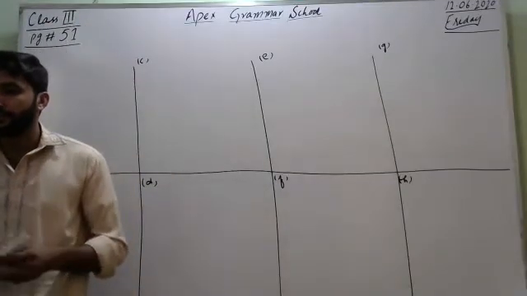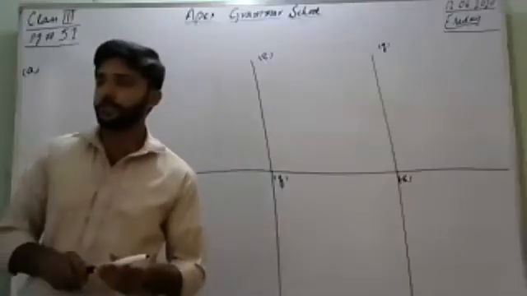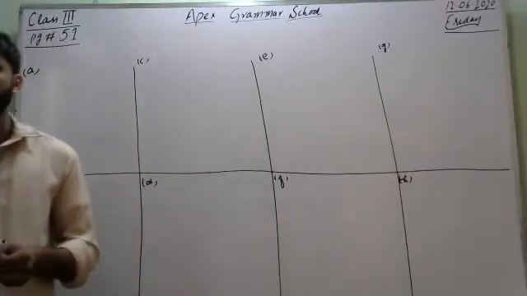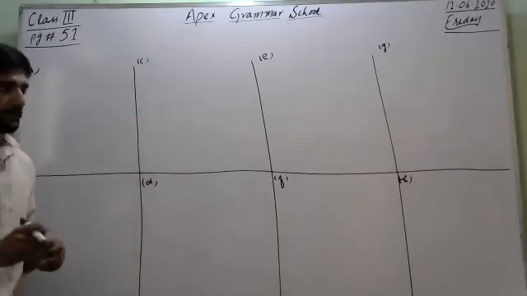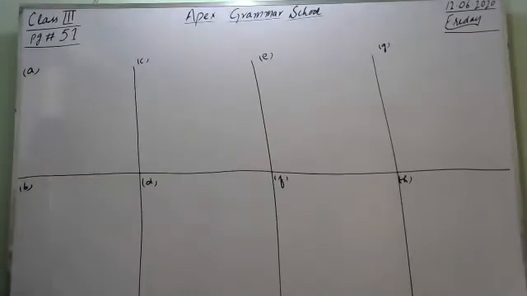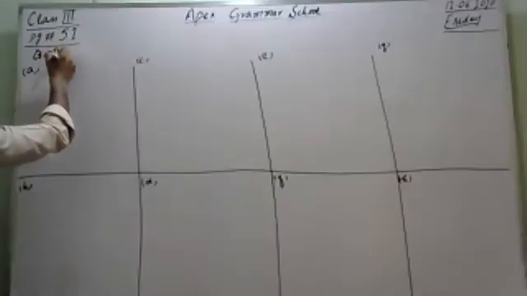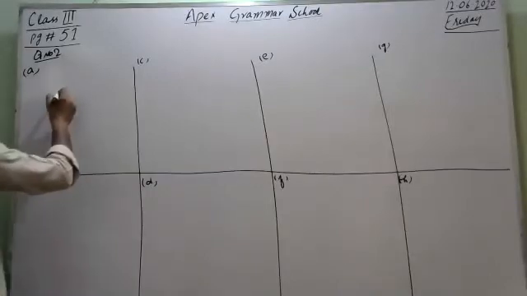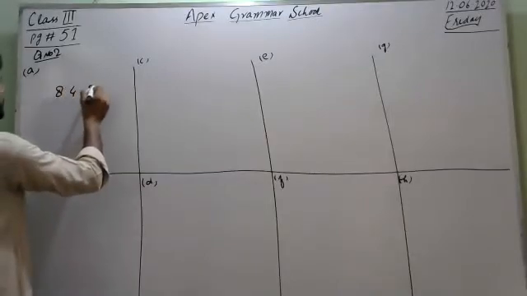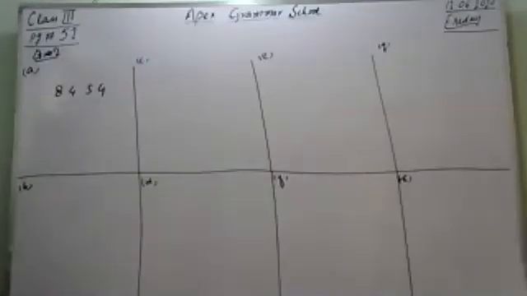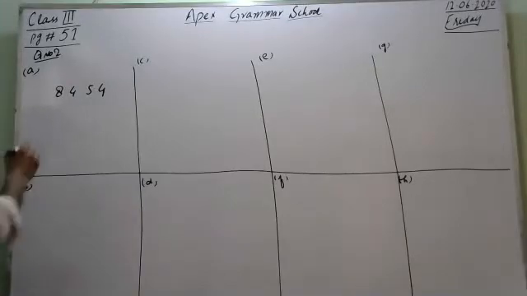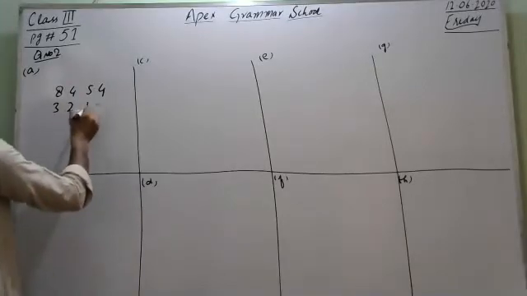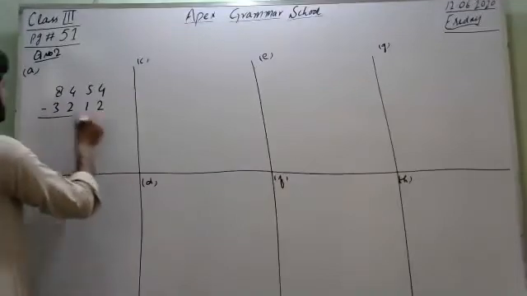Dear students, we were doing subtracting 4 digits number and we have completed page number 50 on our last lecture. Now we are going to start page number 51, question number 2. Question 2 on page 51, A part is 8454. Next number is 3212. We have to subtract them.